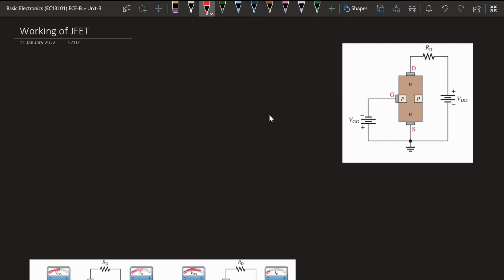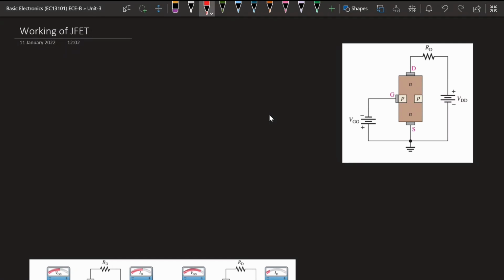The space between the two gates is considered the channel. The channel is N-type, so it is an N-type JFET. We have also seen that the JFET basically works in reverse bias.